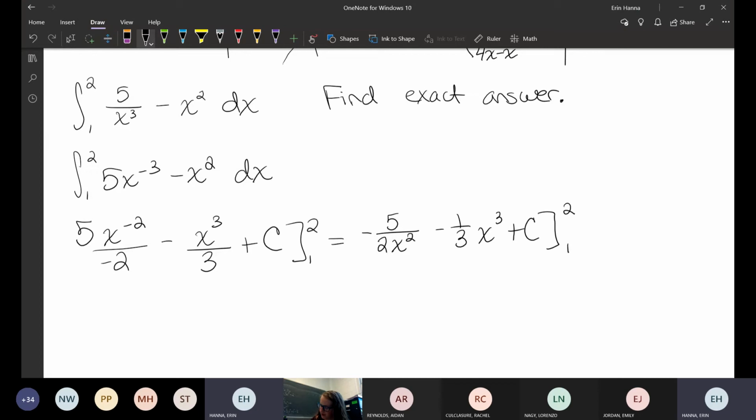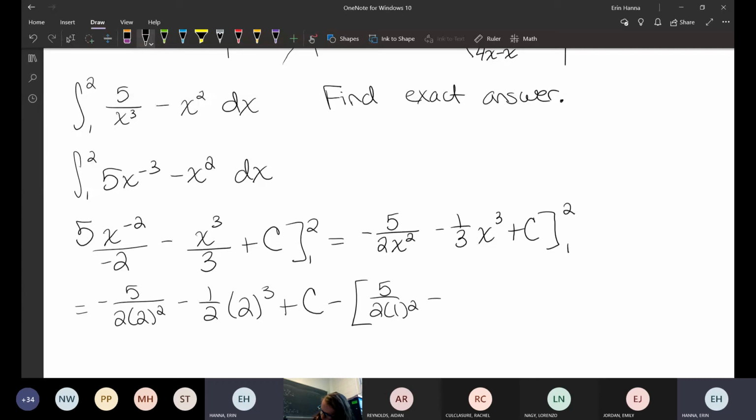Ooh, the algebra on this is going to be gross, but here we go. So we'll plug in our top bound. This is why I shouldn't think of ones off the top of my head. And then we plug in our bottom bound. Oh, why is that a 1/2? Sorry. 1/3, 2x cubed. 1/3, 1x cubed.